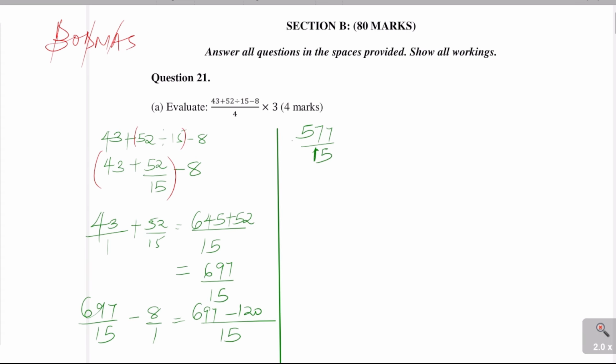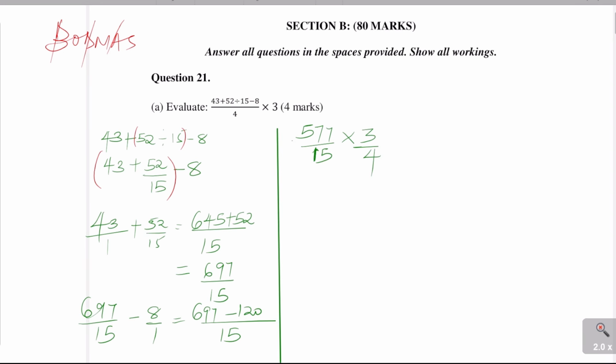We divide by 4 and then we multiply by 3. We divide by 4, then we multiply by 3. That one is simply the same as multiplying by 3/4. So you can see we're supposed to multiply this by 3, which is here, and then we divide by 4. Because the whole of the solution here, we got it as 577 divided by 15. So we multiply by 3, then we divide by 4.